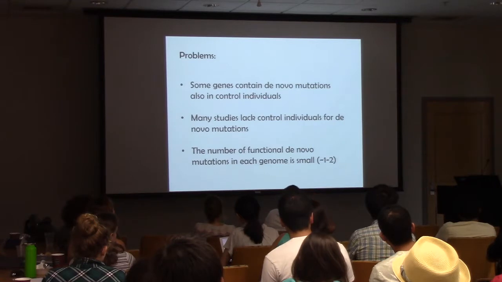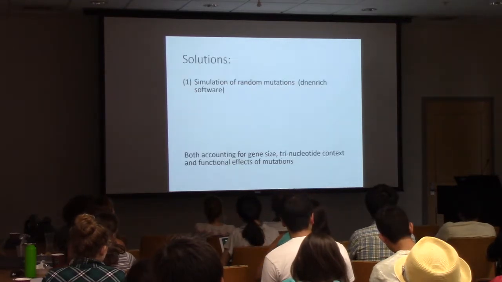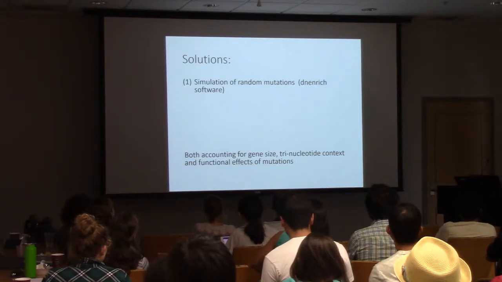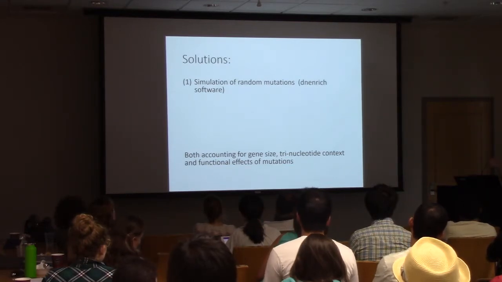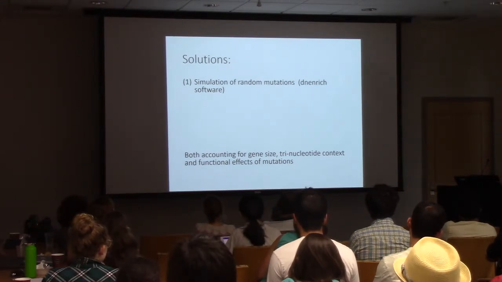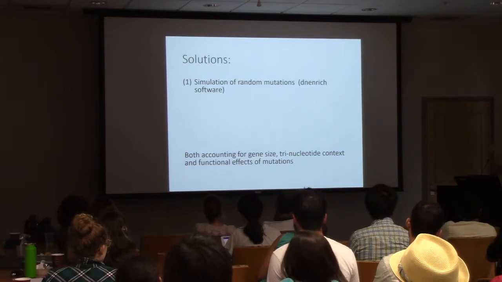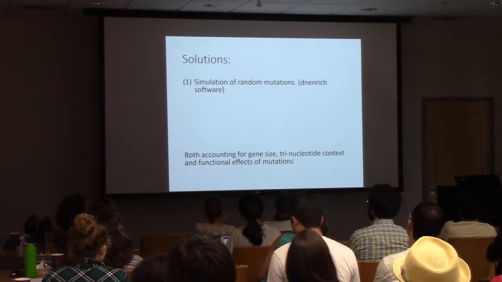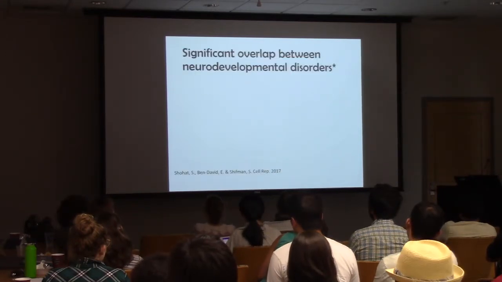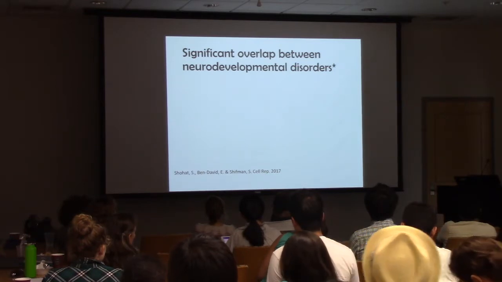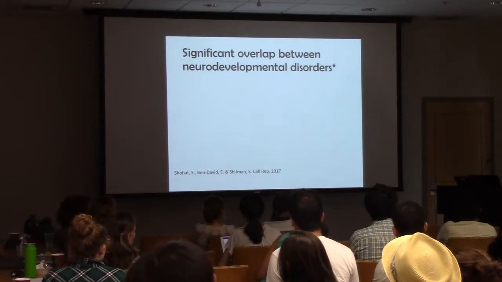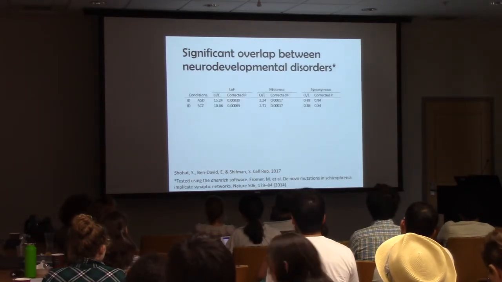So there have been several solutions to this problem in the field. One of them is to simulate random mutations. So this is, for example, the DNA-enriched software. You can give it a list of mutations, specific type of mutations that you observe, and it will randomly simulate mutations for you. So this is instead of having a control sample. So you can use, for example, this type of program to show that there is a significant overlap between disorders. And it's not just that it looks like there is an overlap, but maybe I'll skip it. This is just to show that there is a significant overlap.